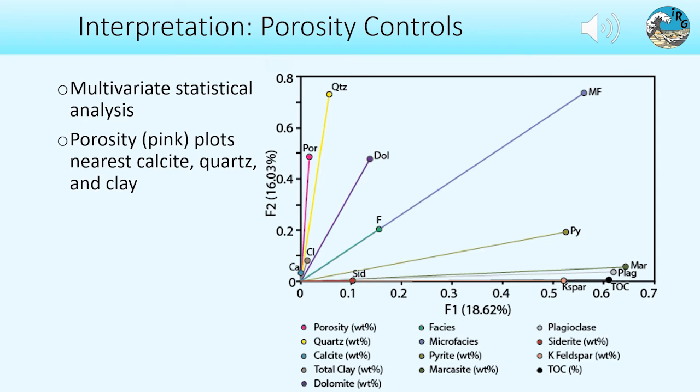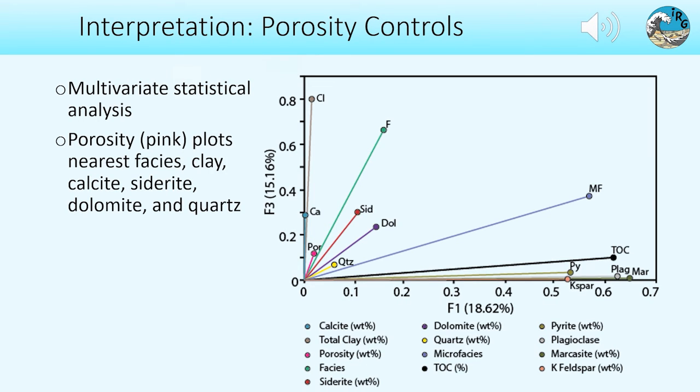Shown here is a plot of factors 1 and 2. Factors are produced from the data set and are statistically independent combinations of the variables. For example, factor 1 explains about 19% of the variability in the data set. Looking at this figure, variables that plot closer together, for example, facies and microfacies, have a higher correlation, and variables that plot further apart, for example, quartz and pyrite, have a lower correlation. In this case, porosity plots near calcite, quartz, and clay, meaning that these have the highest covariance with porosity.